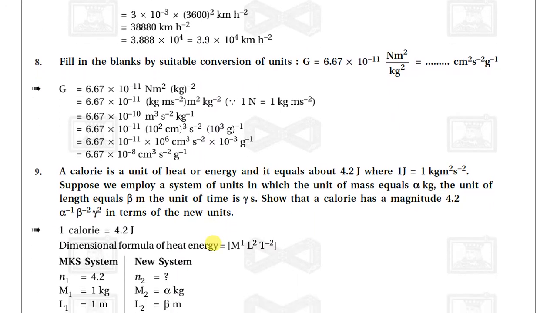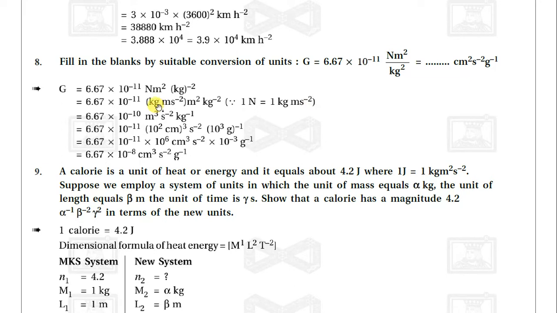Now fill the blank by suitable conversion of unit: G is equal to 6.67 into 10 raised to minus 11 Newton meter square divided by kg square. It is equal to blank centimeter cube second raised to minus 2 and gram raised to minus 1. So see here, we will convert this value into this unit. So Newton meter square kilogram raised to minus 2. But 1 Newton is equal to 1 kg meter second raised to minus 2.